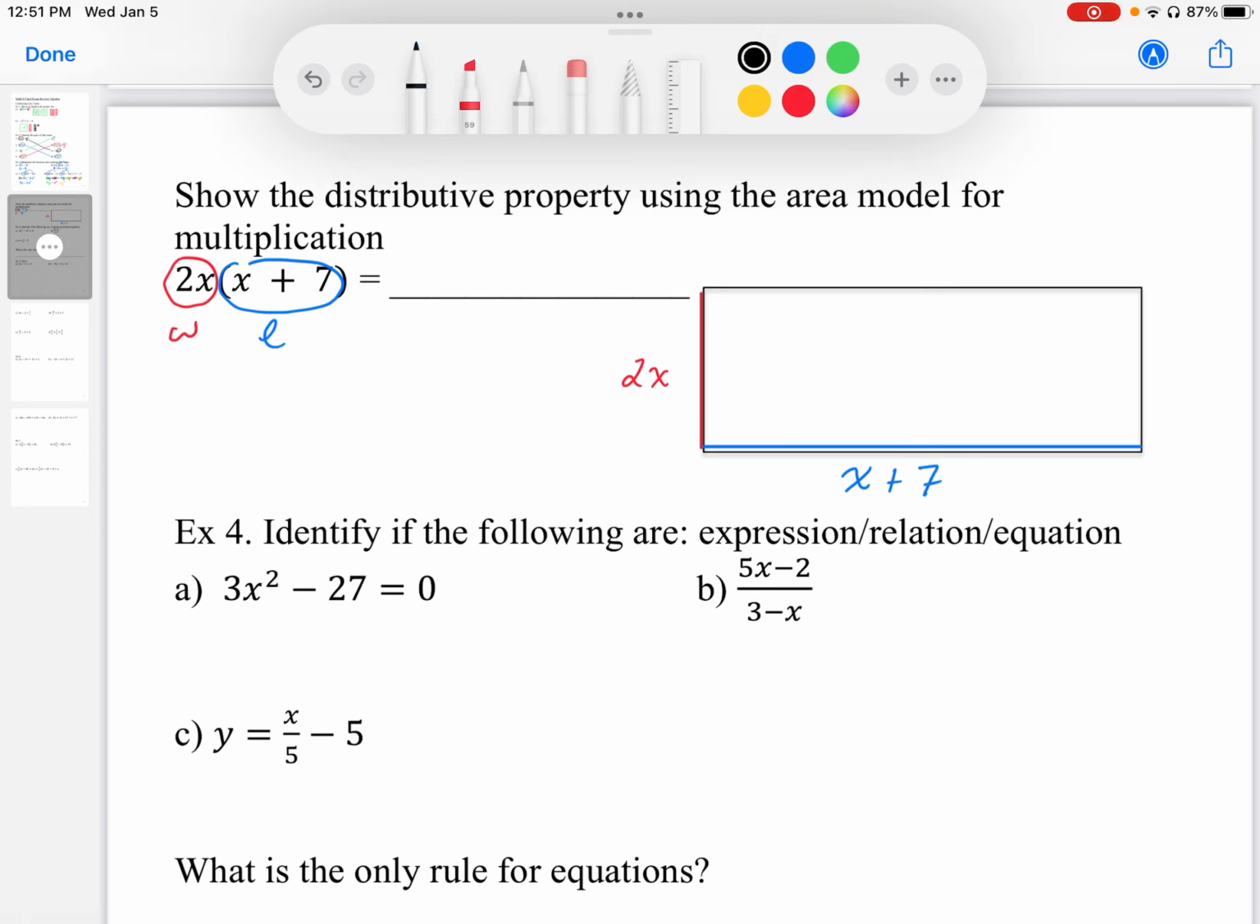So when I multiply this out, I'm going to distribute 2x times x, which is 2x squared, plus 2x times 7, which is 14x. And when I show this, I can show that the 2x times x is going to give me the 2x squared area here. The 7 times 2x is going to give me my 14x area here. Okay, so this represents the area. The answer to the multiplication is the area in our area model.